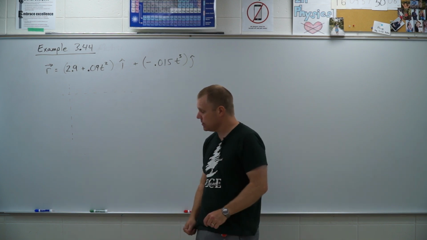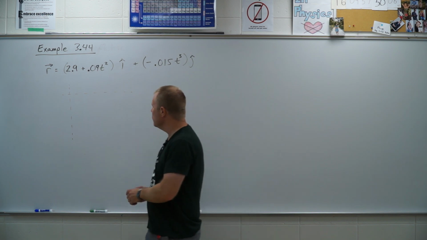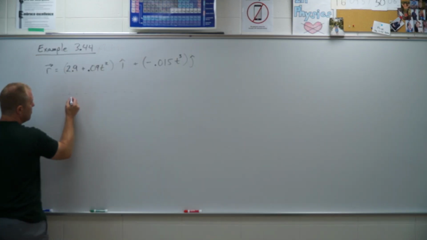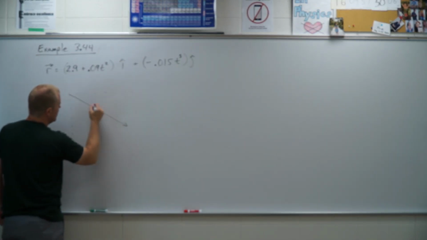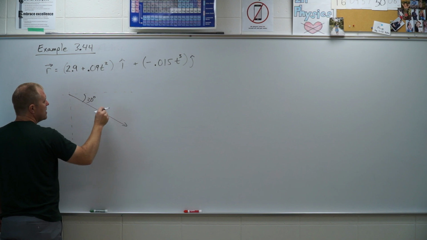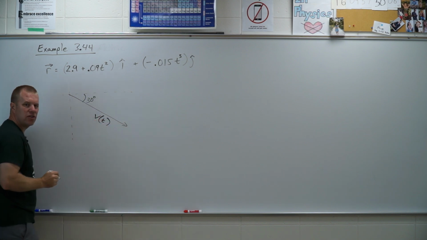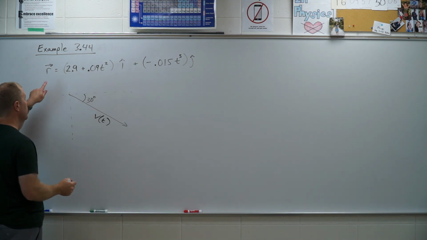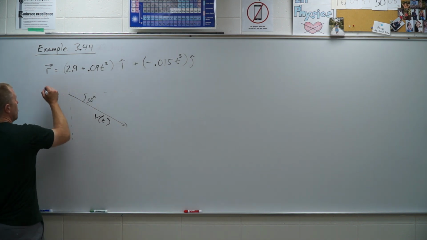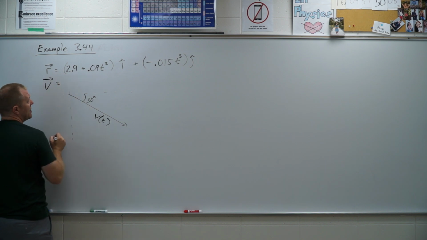Okay, so in order to figure this out, we want our velocity vector to look like this, 30 degrees clockwise of the positive x-axis. And we want to know what is the time that this occurs at. So in order to do that, we're going to first need a velocity equation. So we're going to go ahead and create that equation.